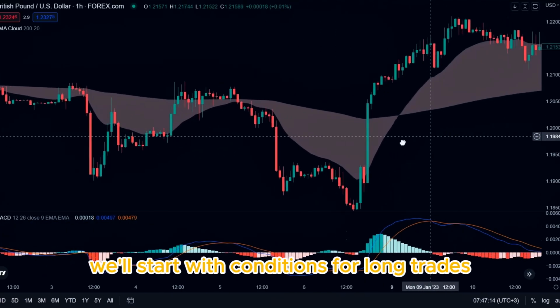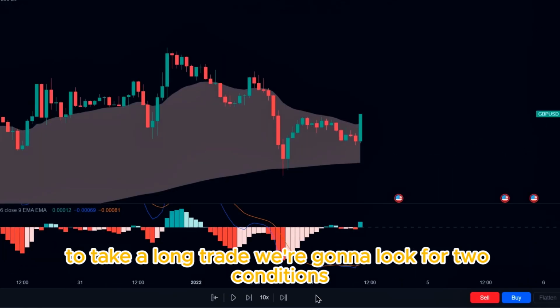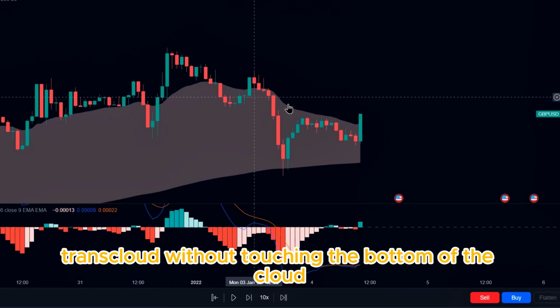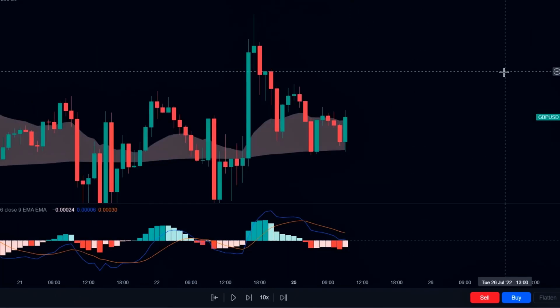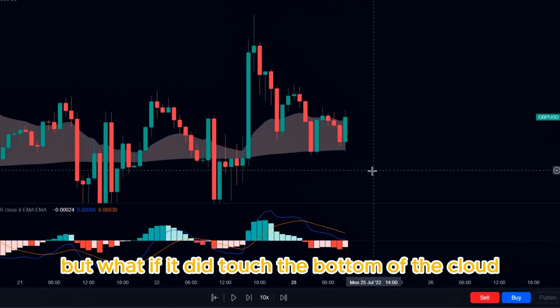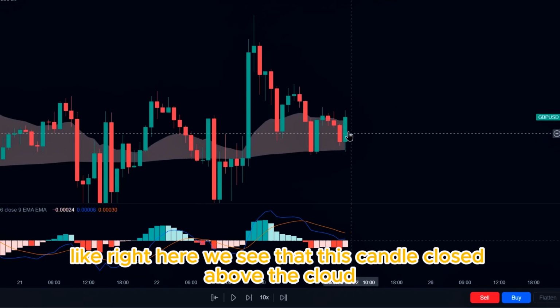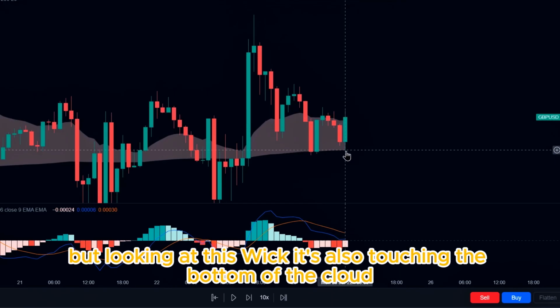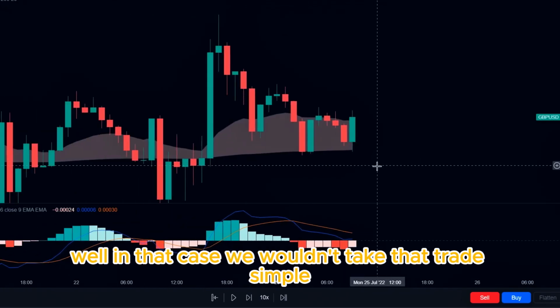We'll start with conditions for long trades. To take a long trade, we're going to look for 2 conditions. First, the price should close above the EMA trend cloud without touching the bottom of the cloud. But what if it did touch the bottom of the cloud? Like right here we see that this candle closed above the cloud, which is really good, right? But looking at this wick, it's also touching the bottom of the cloud. Well, in that case, we wouldn't take that trade.